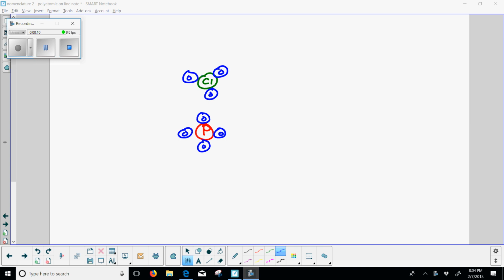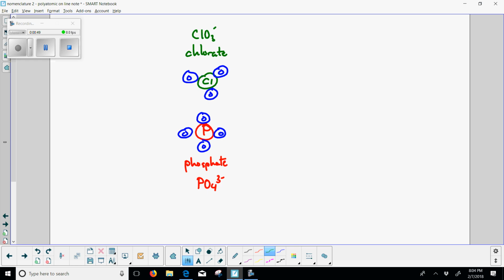So what I have here is two different polyatomic ions. At the top, I've got my chlorate, and at the bottom, I've got my phosphate. For each of these, we know the basic composition of the polyatomic ion. Here it's PO4, so 4 oxygens with a charge of 3 negative. And at the top for my chlorate, I've got ClO3, so chlorine and 3 oxygens, with a -1 charge.